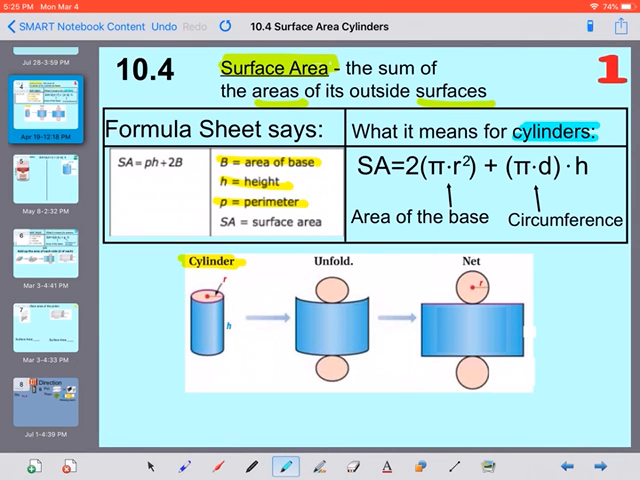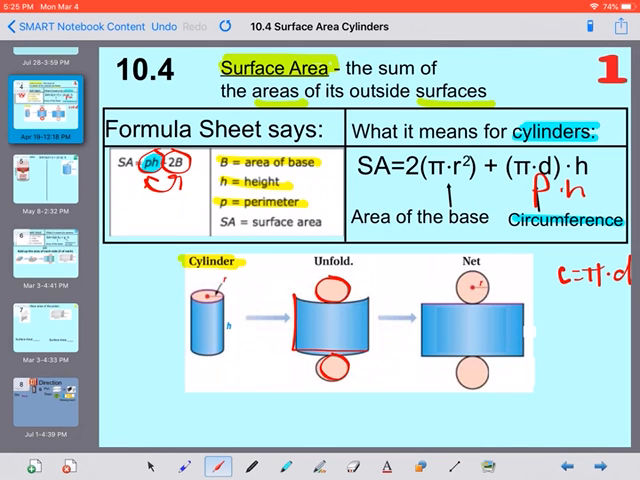If we have the perimeter times the height, that's the same, in terms of a circle, as the circumference. So instead of P times H, I put circumference times H, and I put in the formula for circumference. Circumference is pi times diameter. I just have these flip-flopped from the order that's here. Plus 2 bases, because we have 2 circles that make up our cylinder as well.